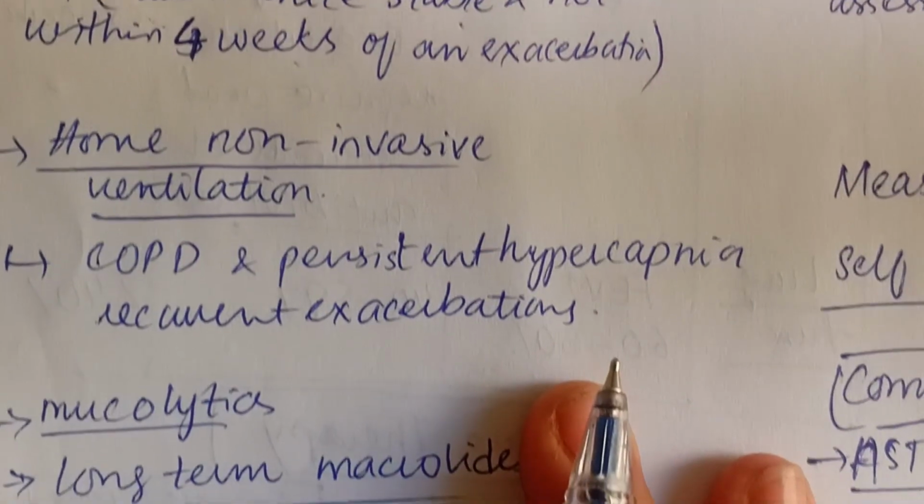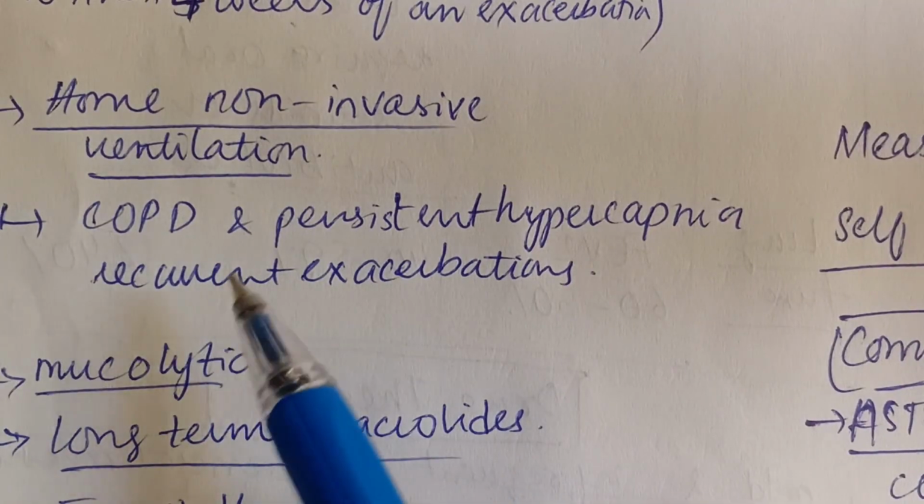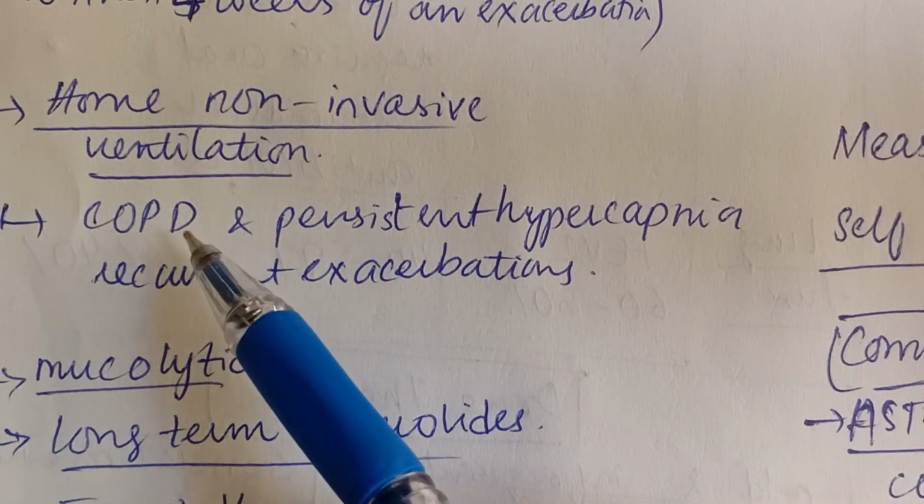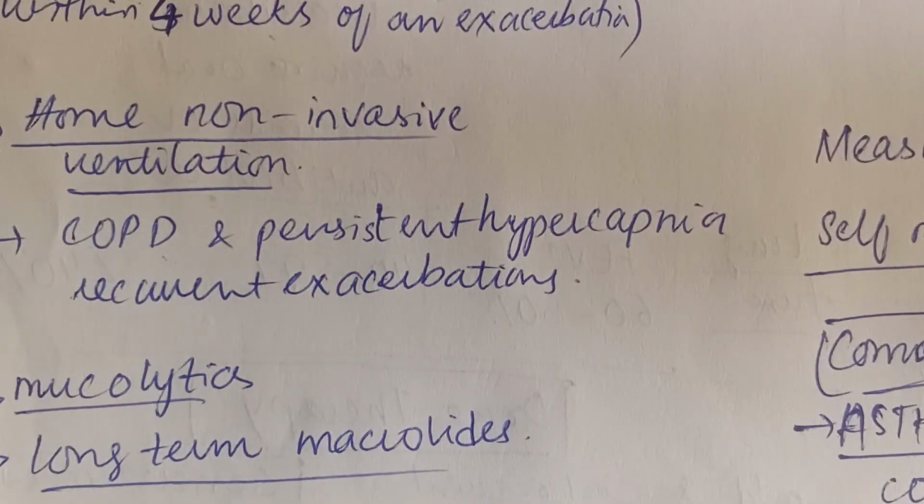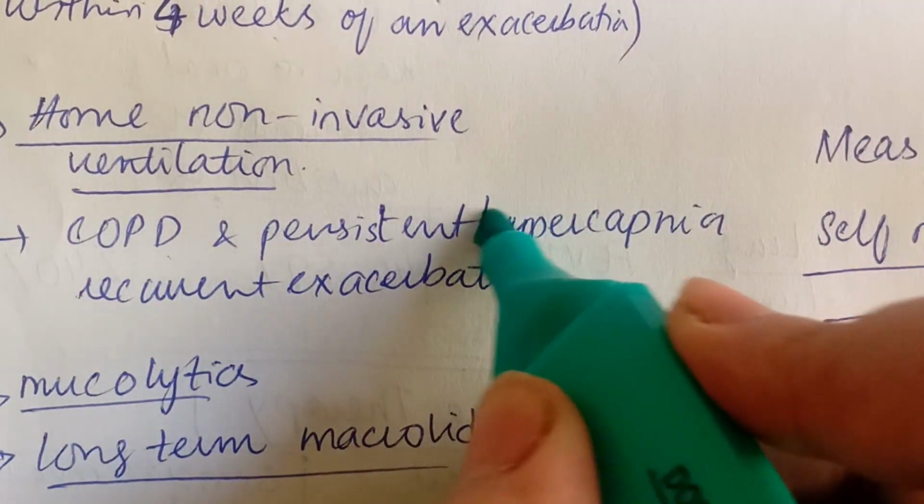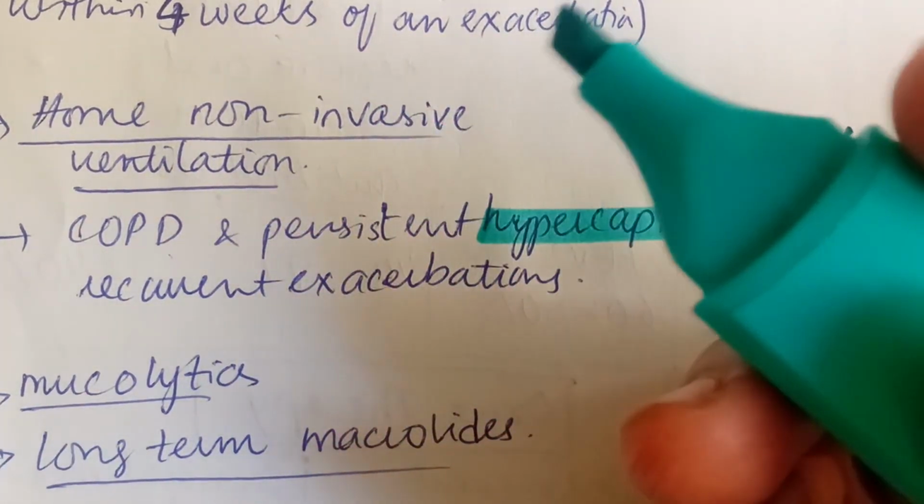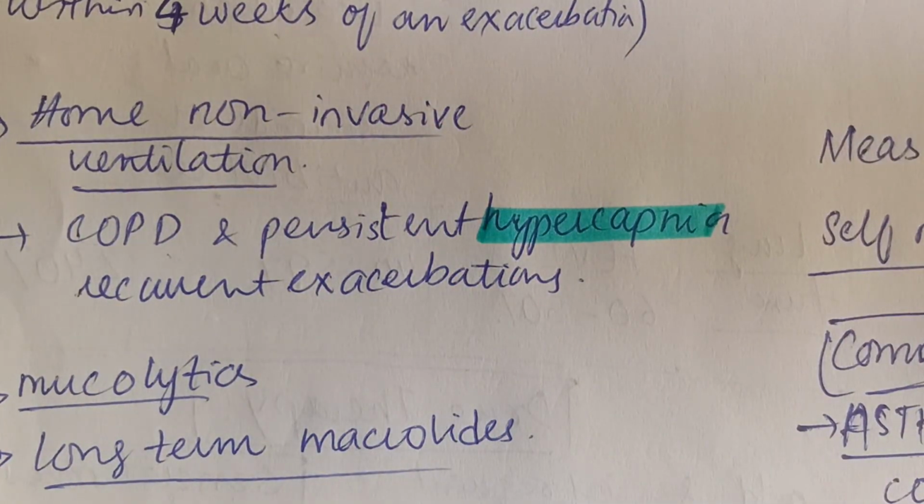Now, coming towards the home non-invasive ventilation. Home non-invasive ventilation is advised for the patients who have COPD and persistent hypercapnia. If the patient has hypercapnia, we are going to be giving him non-invasive ventilation, and the patient can also have home non-invasive ventilation. And if the patient still deteriorates and develops complications of COPD, we can go towards the invasive ventilation.